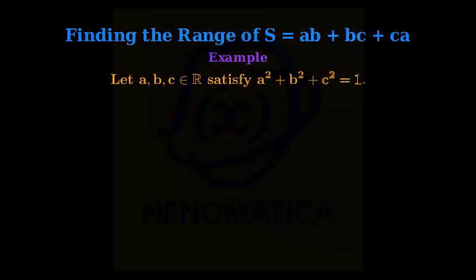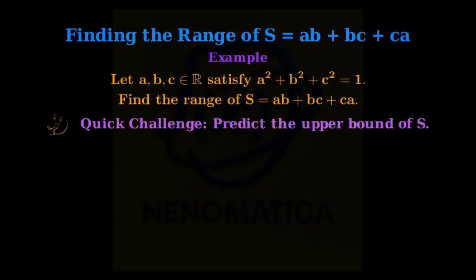Let's work through a clean inequality example about the symmetric sum ab plus bc plus ca. We'll present each step with a rule box and highlight the changing pieces in orange. Here is the example statement. Quick challenge. Can you predict the upper bound for S before we derive it?